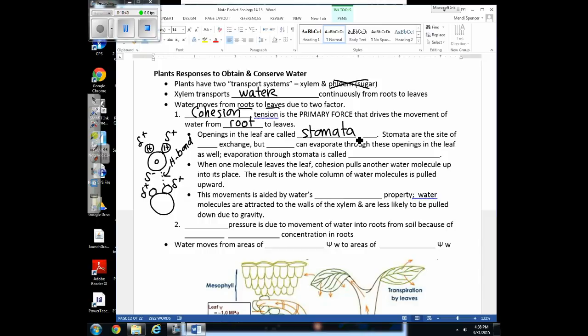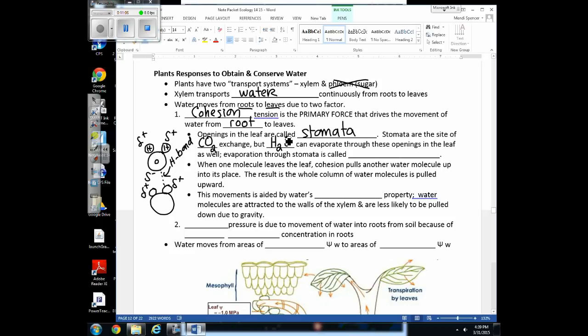So the stomata are these openings in the leaves, and you're going to see a picture of them here in just a little bit. They're openings in the leaves so that the plant can exchange gases with the atmosphere. Plants need to bring in CO2 to do photosynthesis, and they need to get rid of excess oxygen. But gases can move through these stomata, and so can water. So plants can lose water through the stomata.